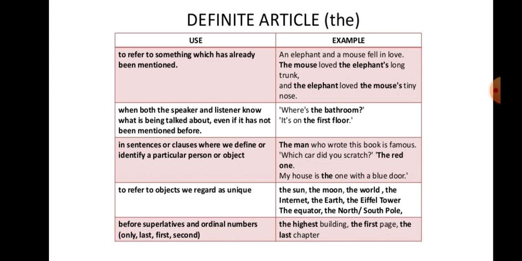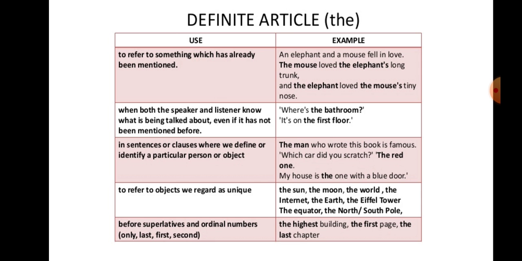It means the man who wrote this book is famous. Someone is famous. Who is famous? The man, that man who wrote this book is famous. So the man who wrote this book is famous. Now again a question comes, which card did you scratch? Now you will specifically tell the red card, the black card, whatever. Okay. So in this way, you will use definite article when you identify a particular person or object in a sentence or clause.